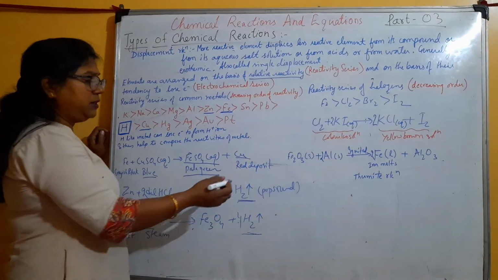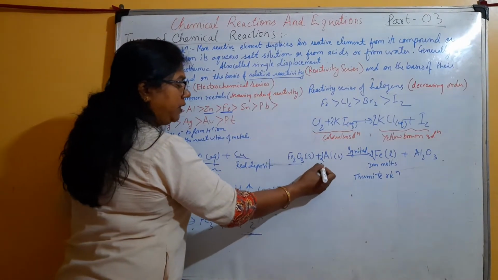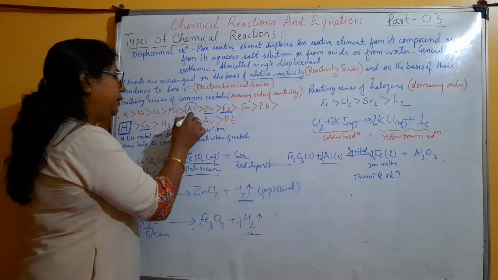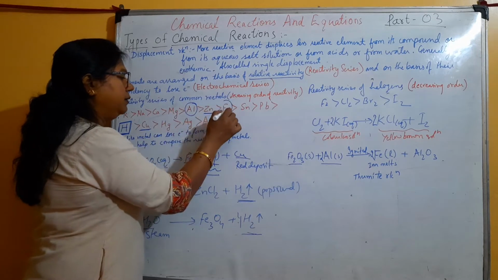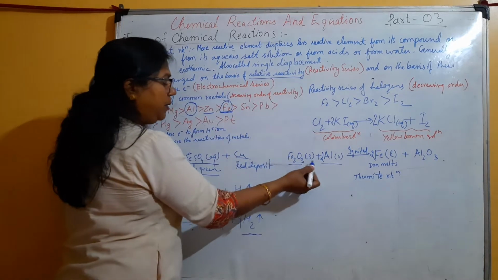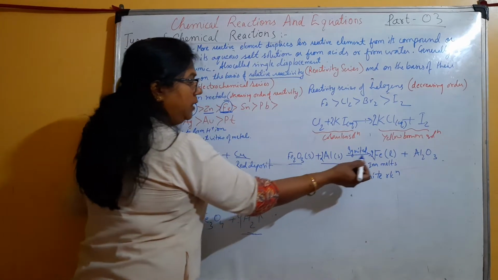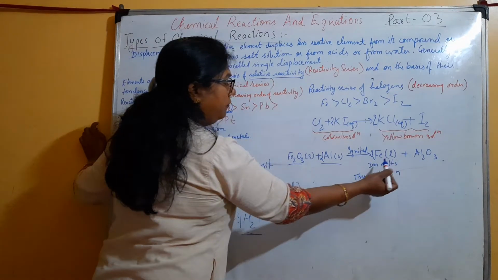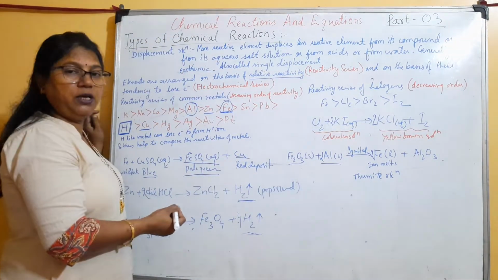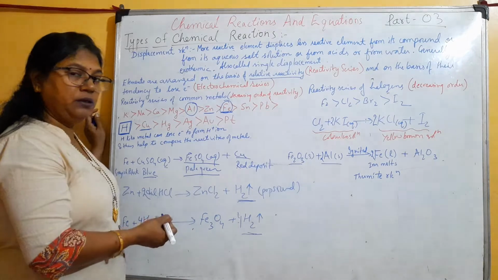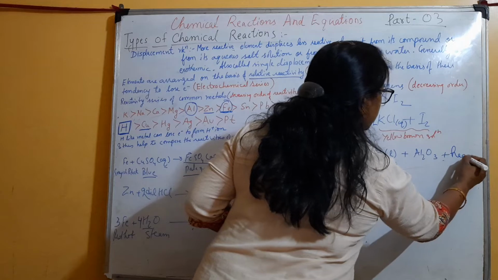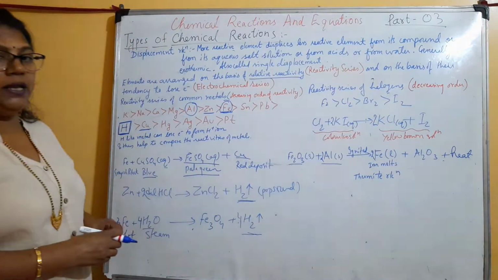One more reaction is when iron oxide is treated with aluminium powder. You can see from the reactivity series, aluminium is placed above iron. So, aluminium is more reactive than iron and therefore displaces iron from its oxide to form aluminium oxide with the molten form of iron. This reaction has a special name called thermite reaction because a large amount of heat is produced in this reaction, which is used for welding railway tracks.